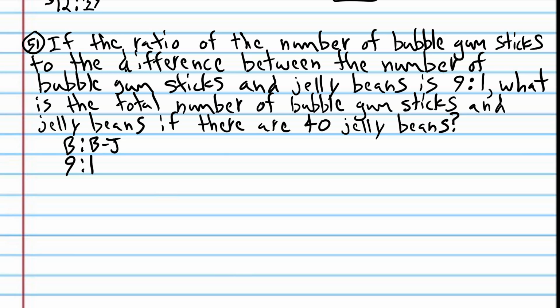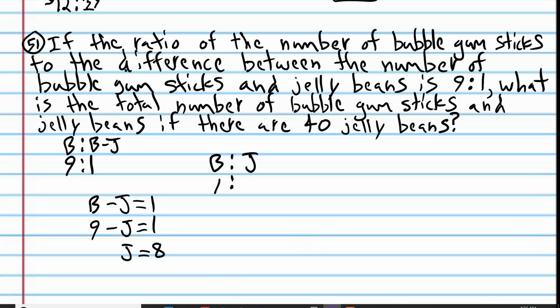So first I'm going to find the ratio of bubblegum sticks to jelly beans. We don't have that. We know that bubblegum sticks minus jelly beans is 1. That's this information. And we know that the bubblegum sticks, we can use that number for the ratio. So 9 minus j, 9 minus what number is equal to 1? Well, obviously j would just be 8. So now we have bubblegum sticks is 9 and jelly beans is 8, so that gives us the ratio in lowest terms.